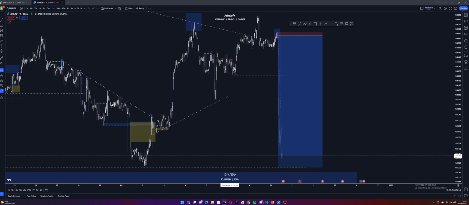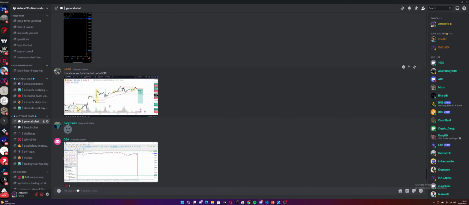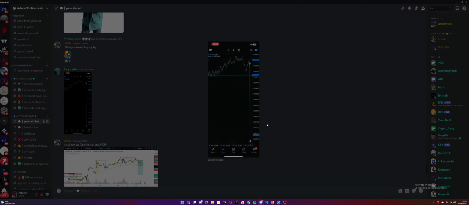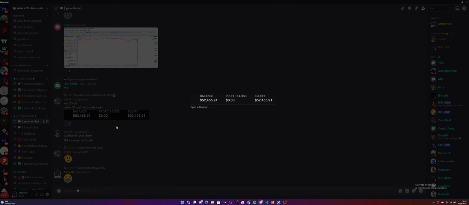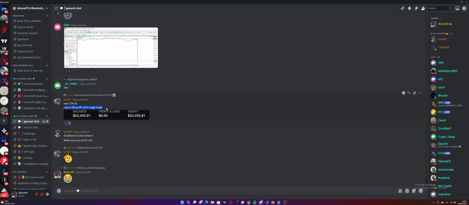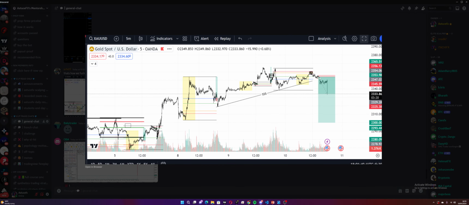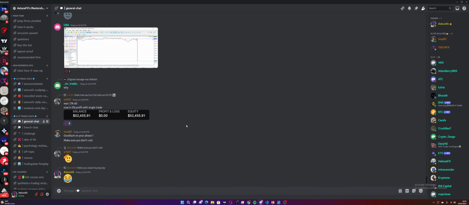CPI breakdown. As I said, I didn't trade, only my members trade, and as you can see, these are their trades here. And yeah, that's pretty much it. This guy made about 5% in one trade selling gold. As you can see, he sold gold and he made 5% in one single trade, which is definitely massive.